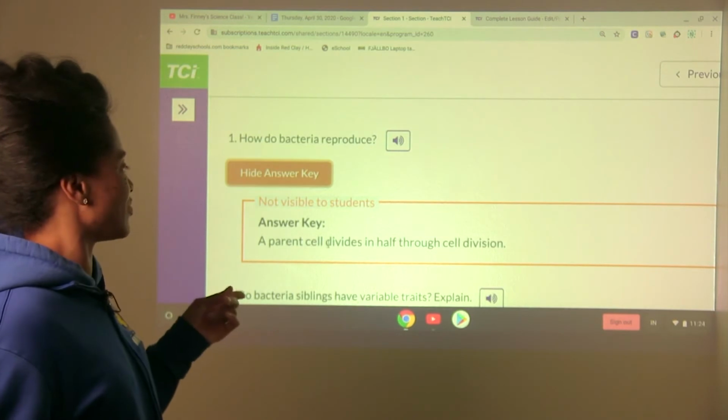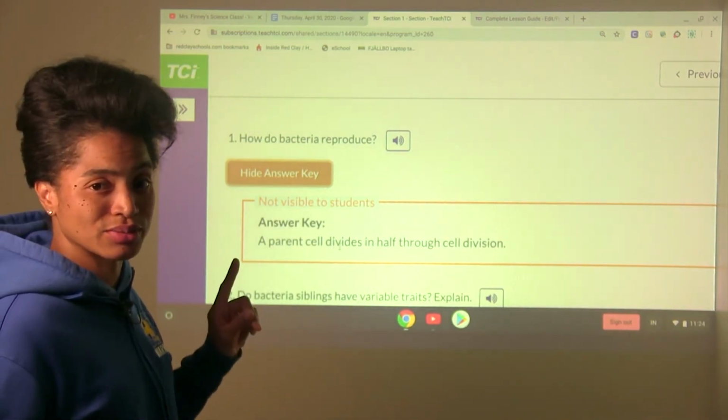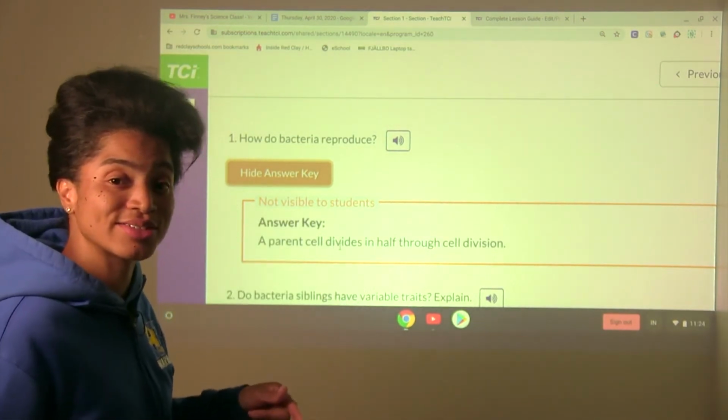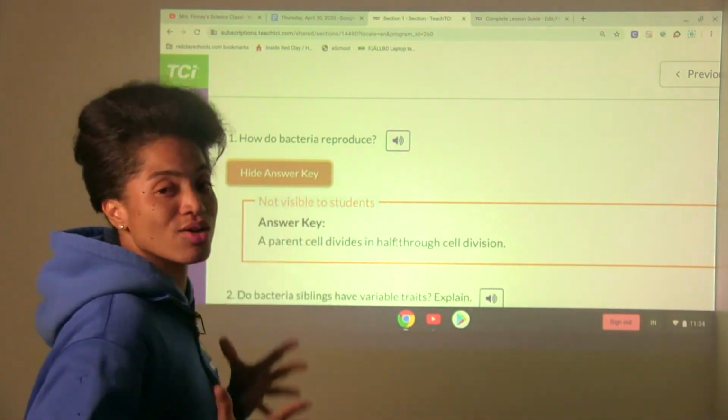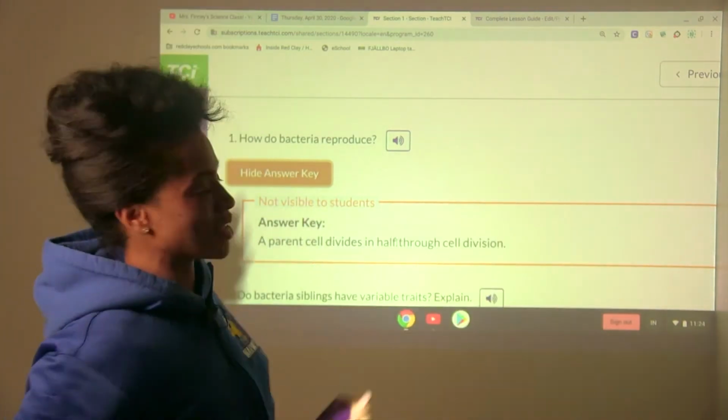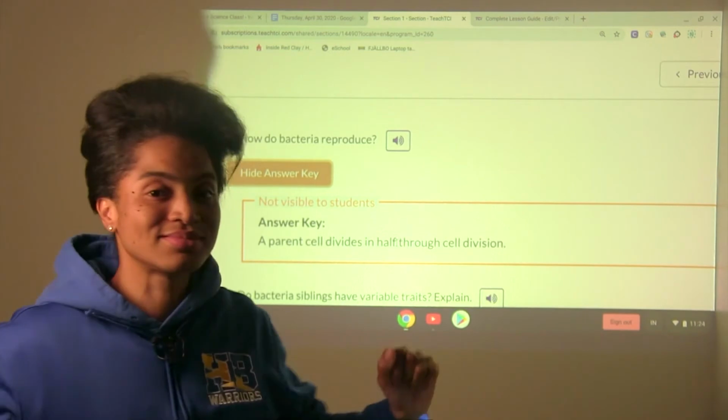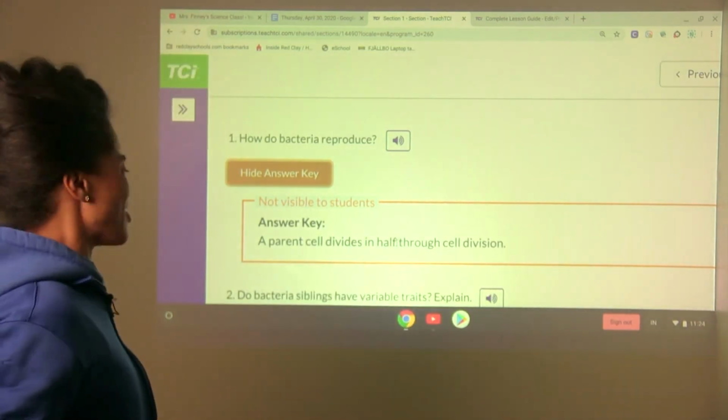A parent cell divides in half through what? Cell division. Say it with me. Cell division. Next time, cell division. Good job.